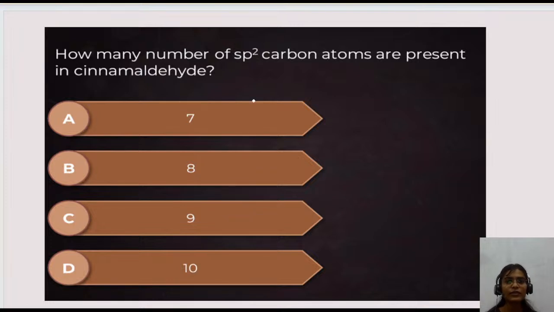So if you have cinnamaldehyde, then how many carbons are sp2 hybridized? Cinnamaldehyde. I already told you cinnamaldehyde is important. So answer this question, okay?